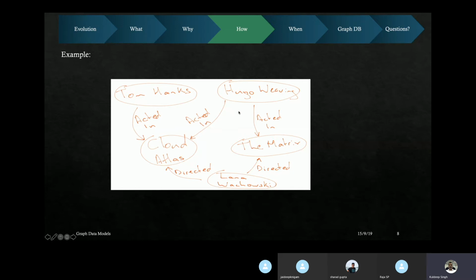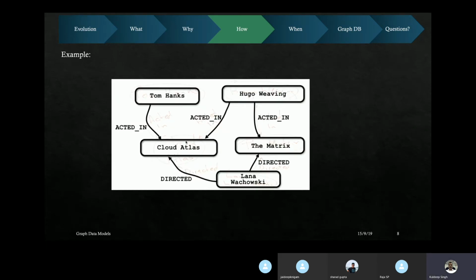So what is here? I've just written that Hugo Weaving acted in The Matrix, directed by Lana Wachowski, who also directed Cloud Atlas. Hugo Weaving also acted in, and Tom Hanks also acted in Cloud Atlas. So this is a very simple example of a real world thing. If I quickly convert it into this: this is one node, Tom Hanks, this is another node, Matrix, and these are my main nodes. Lana directed Matrix and Cloud Atlas. Tom Hanks acted in Cloud Atlas. Hugo Weaving acted in both. Okay, so this is one step.